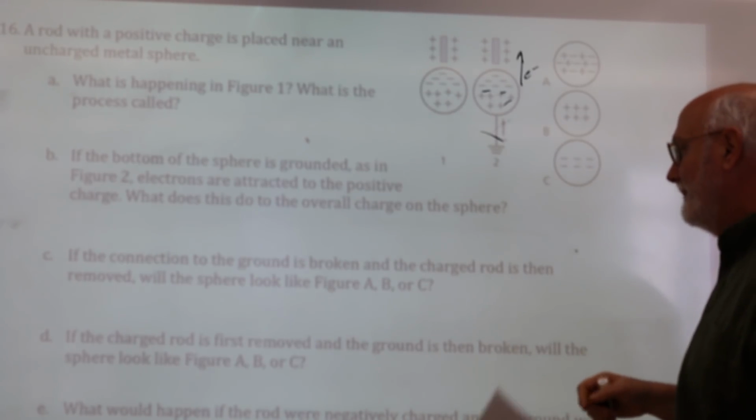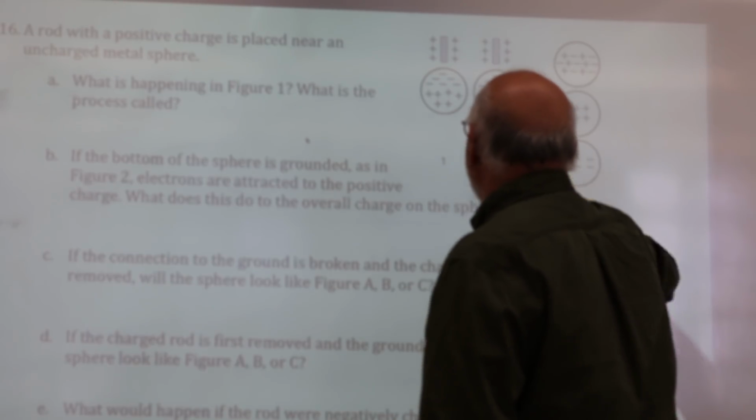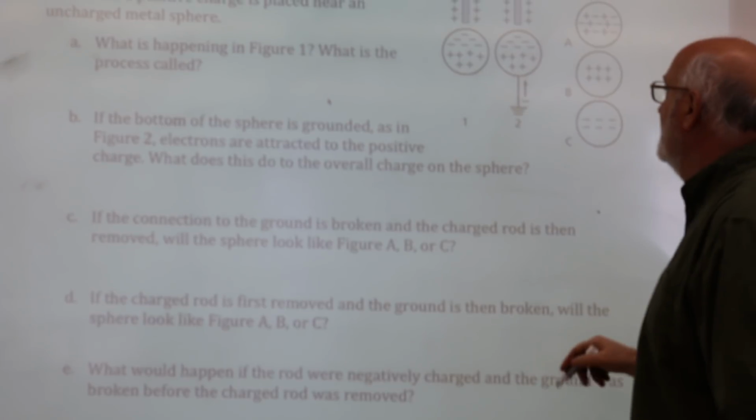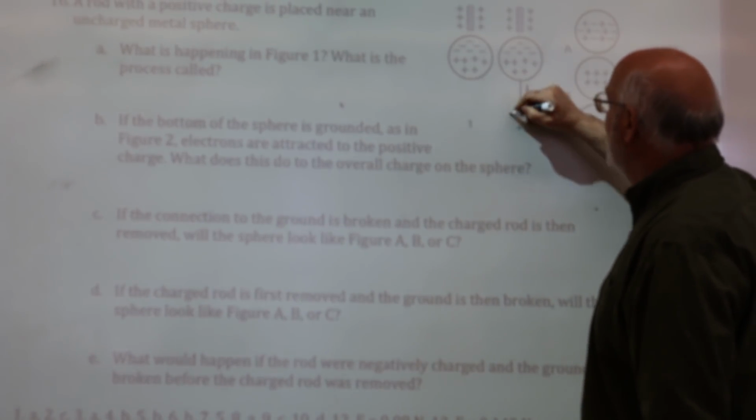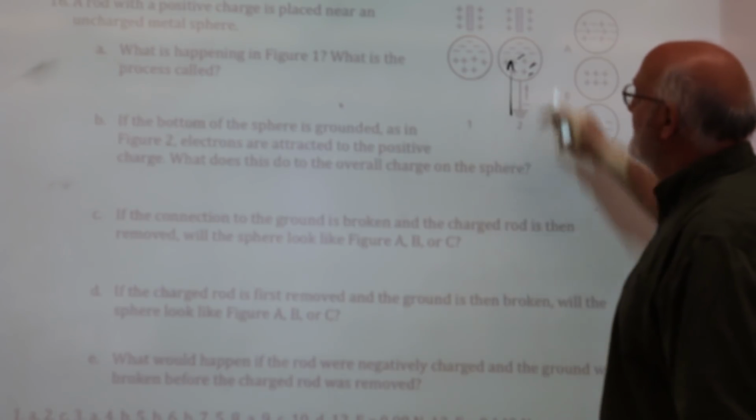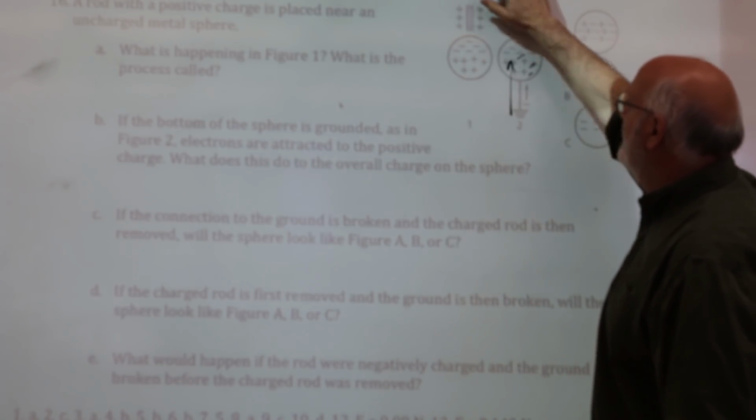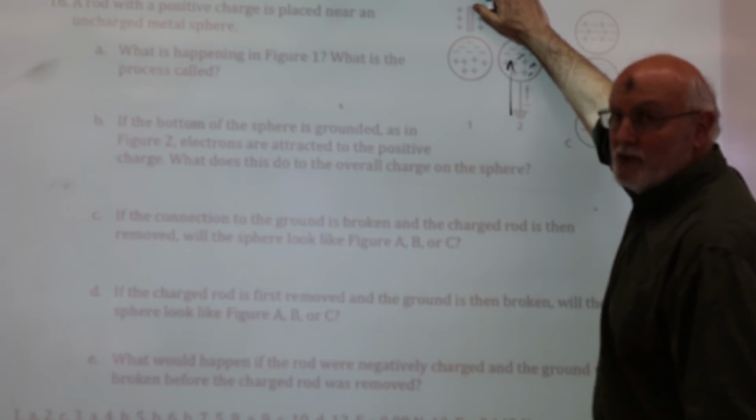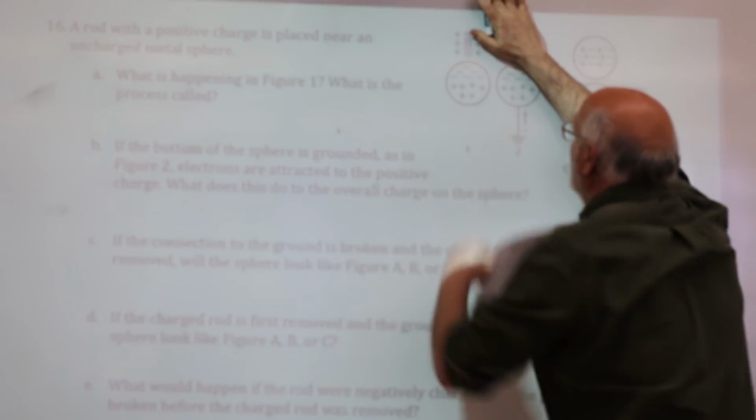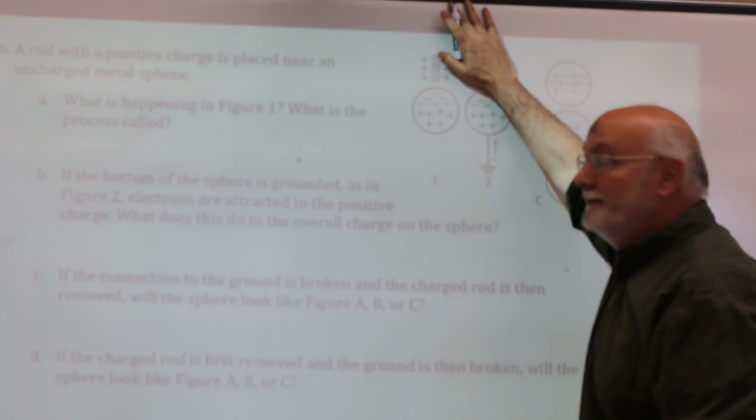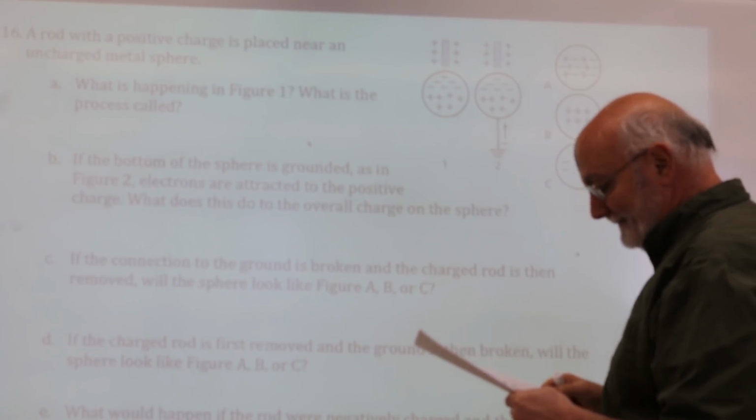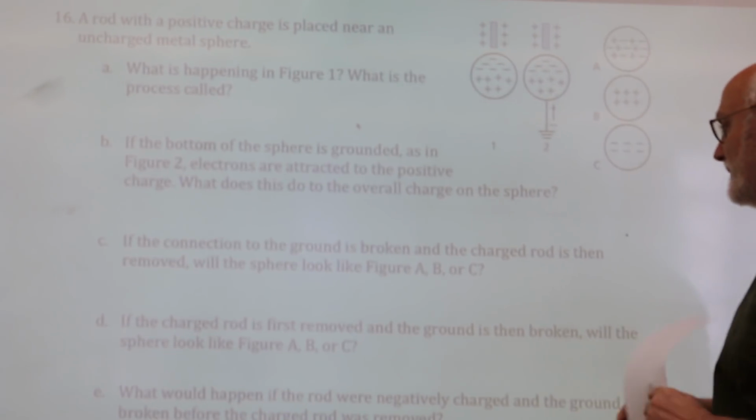Okay? And then, question is, what happens if the charged rod is first removed and the ground is then broken? Well, if I remove the charge, so let's say we have these negatives that have moved up into here, okay? They've moved up into there because they're attracted to this. So if I go and remove this guy, there is no longer the force to do so. So the electrons are going to go back to their original place. It's going to become neutral again. And so that's why, it's then broken. What's it going to look like? It's going to look like A. Okay? Because the excess charge has been removed.